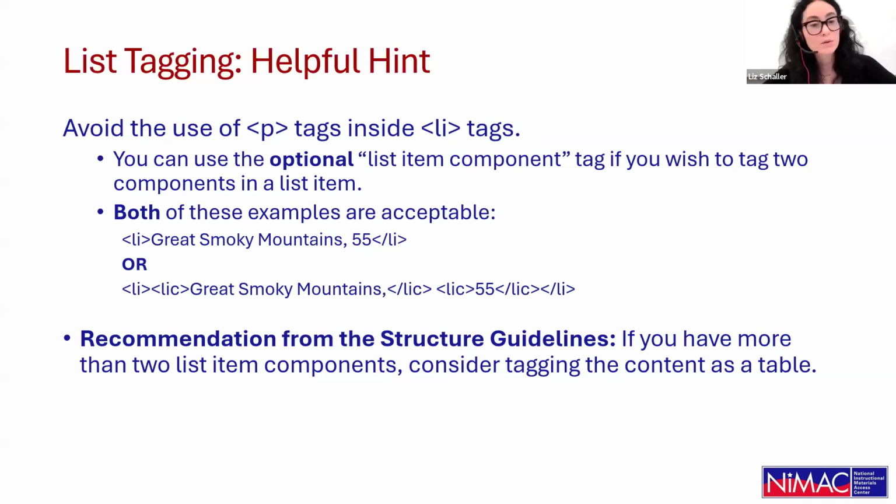You can either include both of those items within a list item tag, just separated by a comma, or you can use list item component tags to separate the term from the page number. If you do that, please do put a space between the two list item components so that that converts correctly in software. From the DAISY structure guidelines, there is a recommendation that if you have more than two list item components within a list item tag, that you instead consider tagging the content as a table, because that is more complex content.